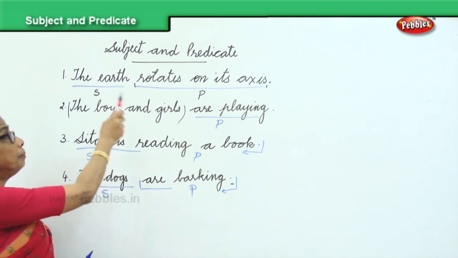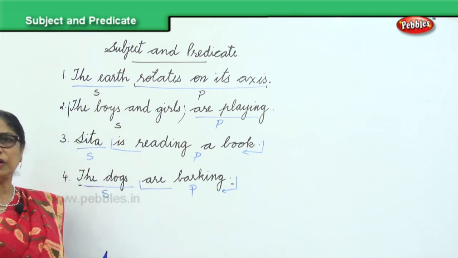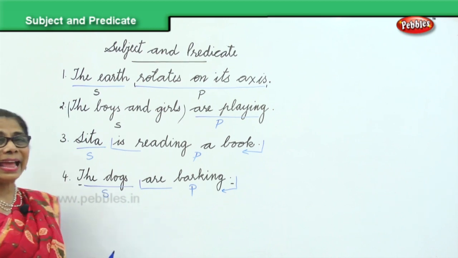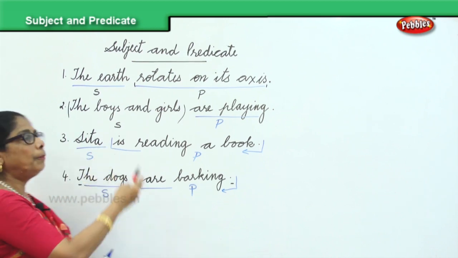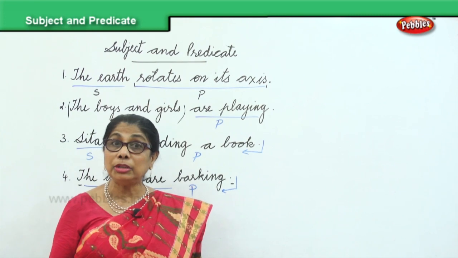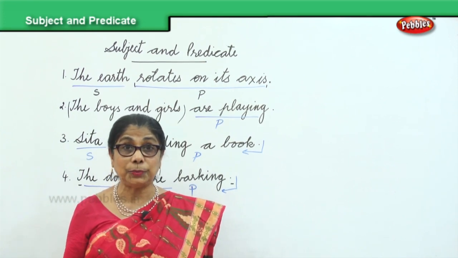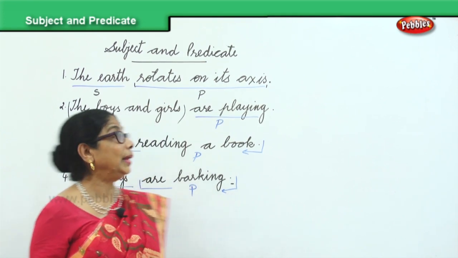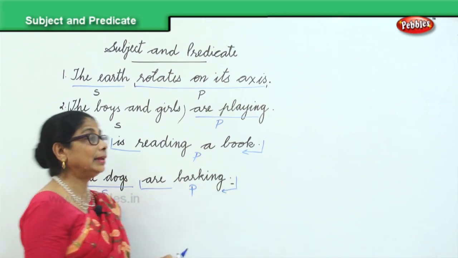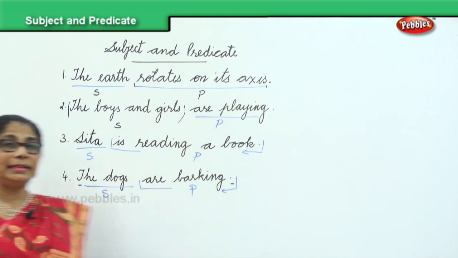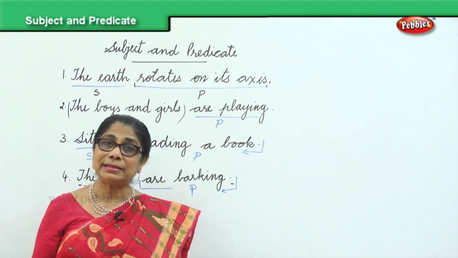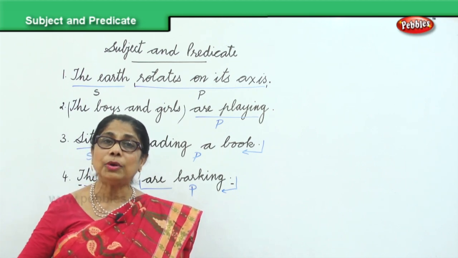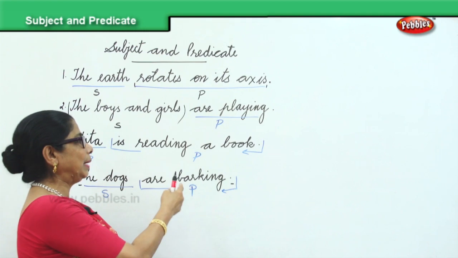The earth is the most important, so that's the subject of the sentence, and rotates on its axis is the predicate. The boys and girls are playing. The boys and girls, they are the subject we are talking about, are playing. That is the predicate. The third sentence we have, Sita is reading a book. Sita is the subject. She is reading a book. Is reading a book is the predicate.